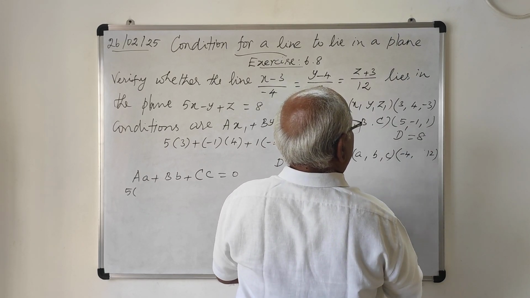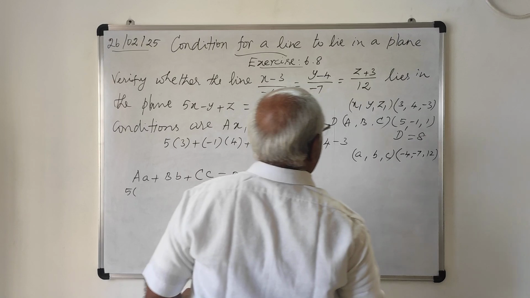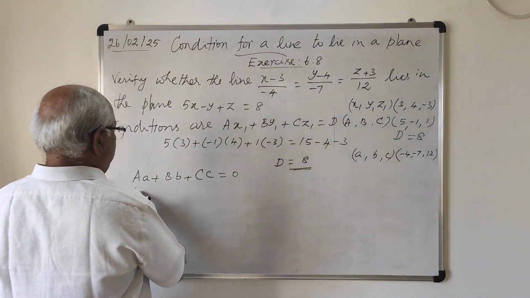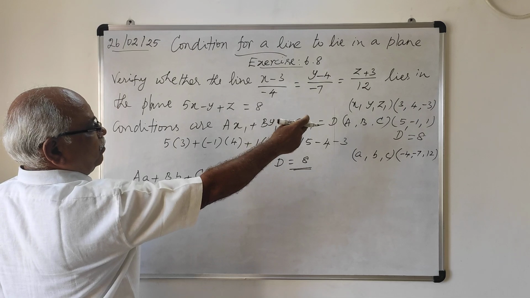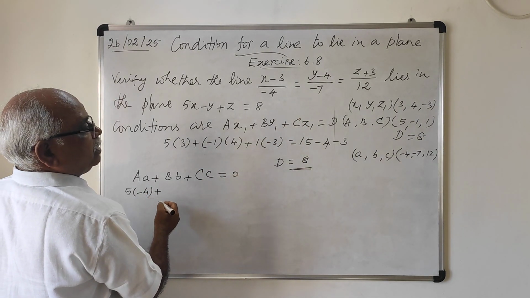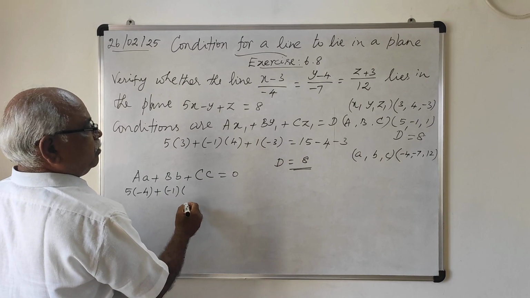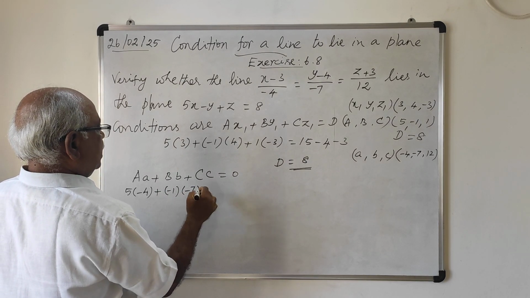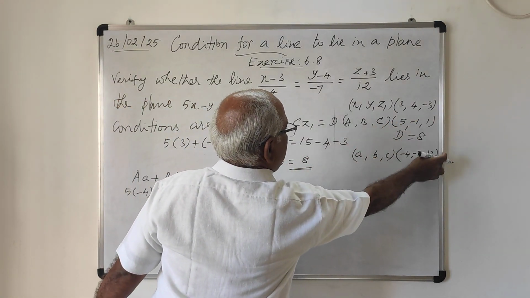-4, -7, C is 12. So capital A is 5, small a is -4, plus capital B is -1 and small b is -7, plus capital C is 1, capital D is 1, small c is 12.